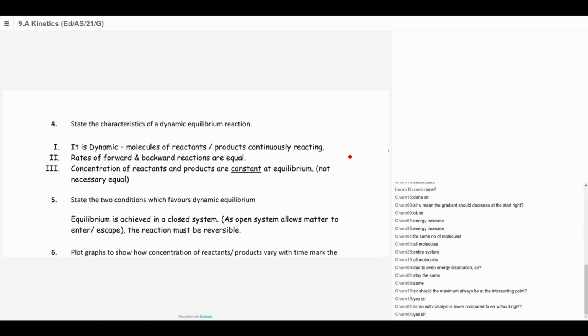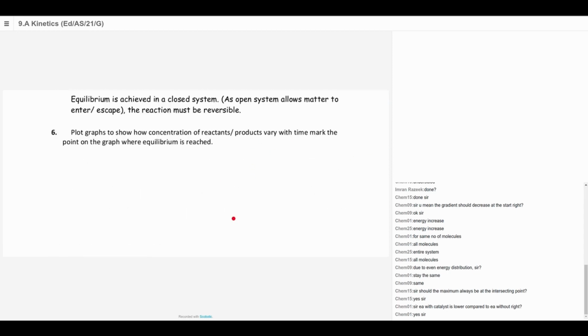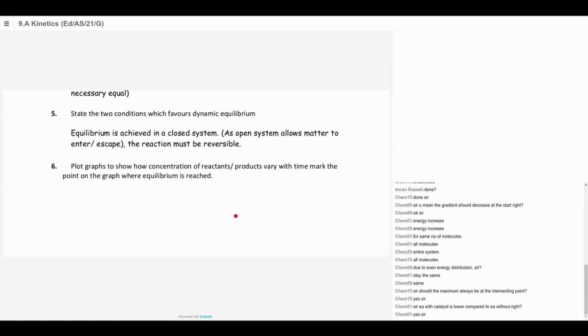So equilibrium always happens in a closed system, because an open system allows matter to enter or to escape.